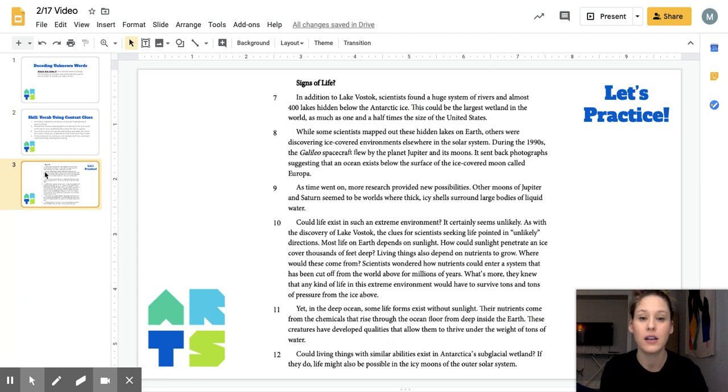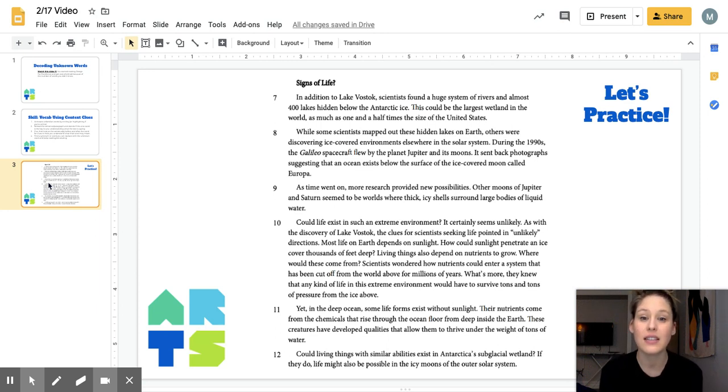Let's practice. So I'm going to read this text out loud. It may be small. I hope that you can zoom in on it and it's not too fuzzy. I will also be sharing these slides, so know that you will have access to this. This is from a text that we've done in class. It's the portion about the Antarctic life and how it can tell us about outer space, okay?